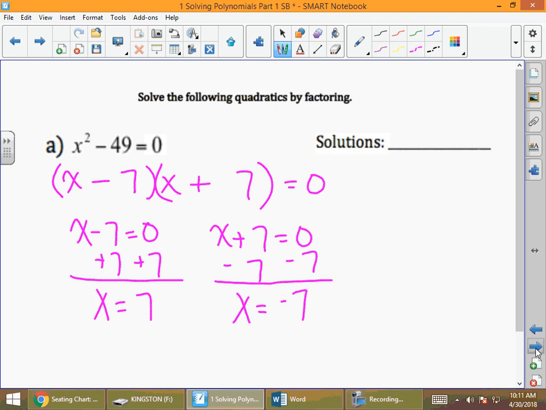Now there's many of you that don't have to even write that. You can write your factoring steps down, and then you can write your roots down. Do notice that this is a quadratic to the second degree. That means that we're going to have 2 solutions in this problem, and our 2 solutions are 7 and negative 7.